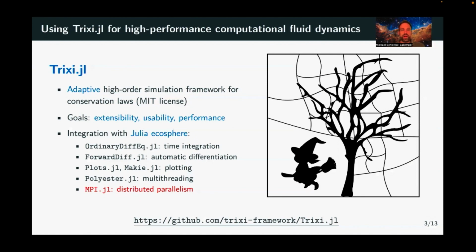Trixi is an adaptive high-order simulation framework for conservation laws, written in the Julia programming language. We have three major design goals. First of all, this should be an extensible code useful for our own research. It should be usable enough that we can also do projects together with students. And of course, performance is a major issue.